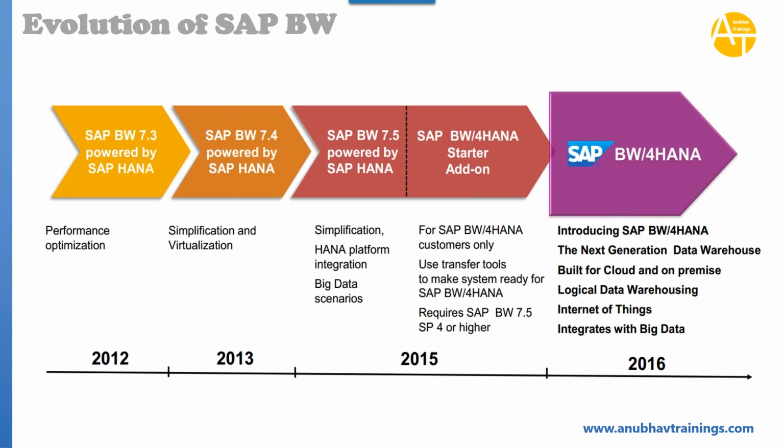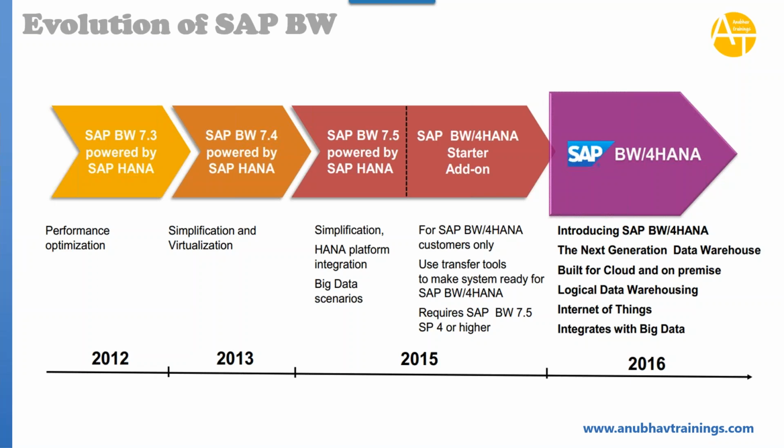So that is the history of how the BW or SAP data warehouse solution evolved over time. So now we have two different solutions at the moment. If a customer, let's say I am a customer like Colgate or Nestle or HUL, and I want to implement SAP BW, I go to SAP and say, hey, what are the options I have? SAP will give you two options.